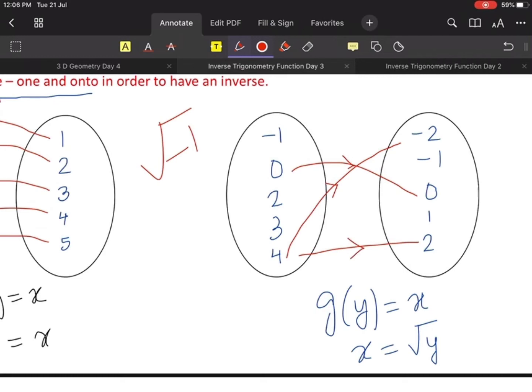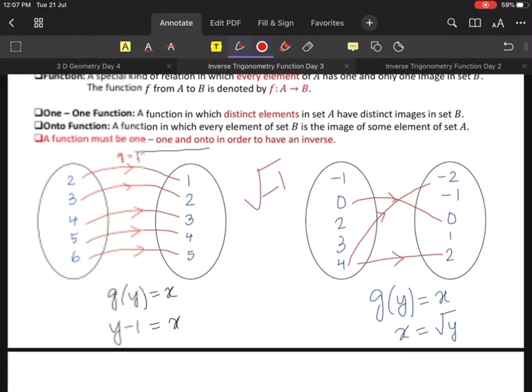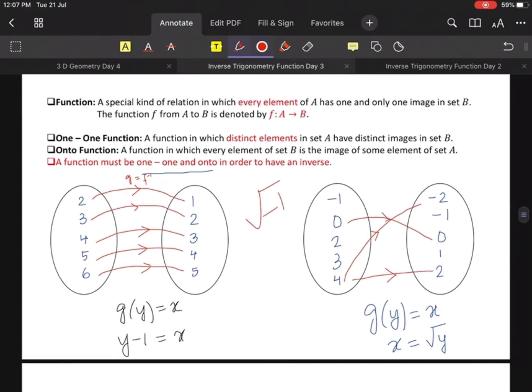But 4, square root of 4 is what? Plus minus 2. So 4 has two images, one is minus 2 and the other is plus 2. Right? So now tell me one thing. When I say inverse function, what is it? It is also a function. So it also has to follow the condition of a function, that is, every element of A has one and only one image in set B.